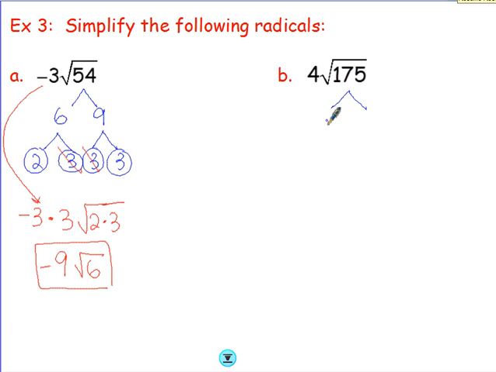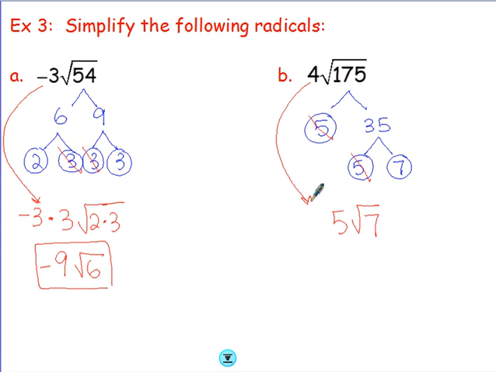175 is 5 times 35. 5 is prime. 35 is 5 times 7, both primes. We're looking for our pairs. Pair of 5s, it goes outside. The leftover 7 goes inside.